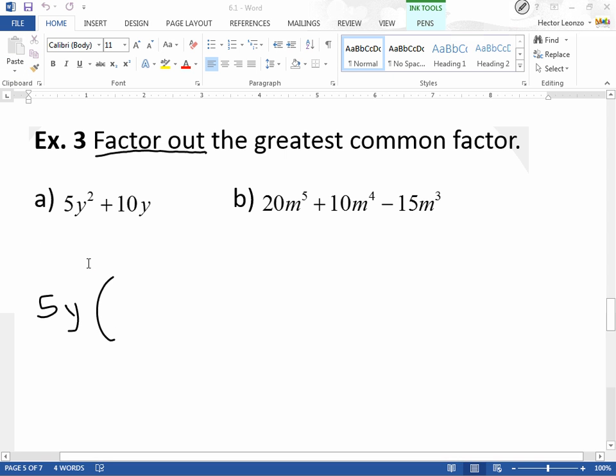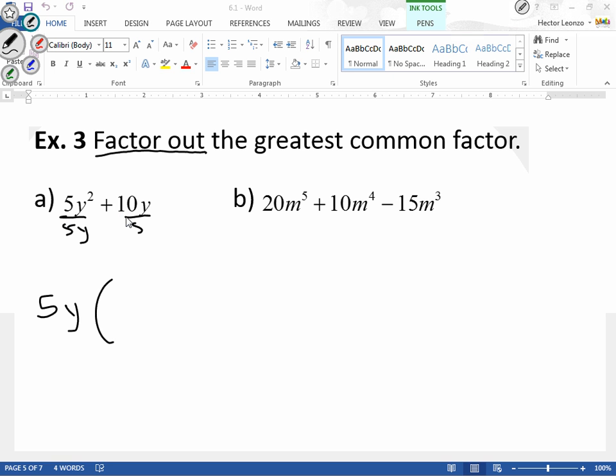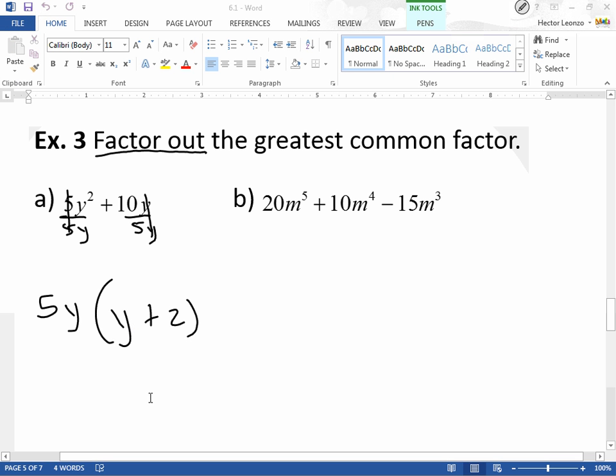Let me give myself some room. If I divide each of them by 5y, in the first one the 5's cancel out. On the y's, I get y because I subtract the exponents, plus 2, because the 10 and the 5 become 2 and the y's cancel out. So I factor out the 5y, and inside we have y plus 2. Basically, we're doing the distributive property backwards.